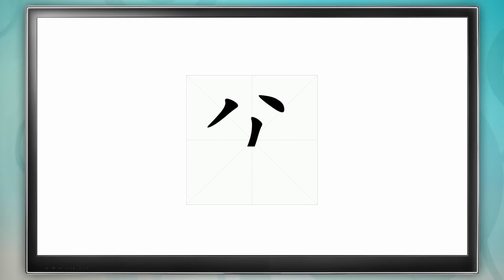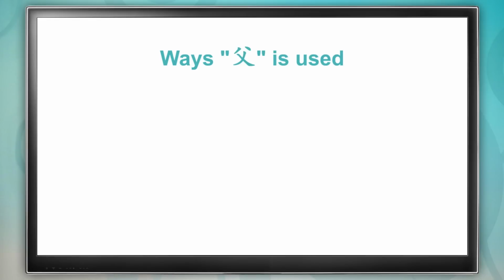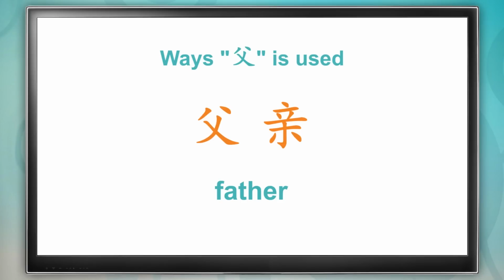This is how Fu is written, stroke by stroke. Now that you've learned the character, let's see how Fu is used in a few compound words. The first one is 父亲. We learned 亲 together in the first character course, and here it is again in 父亲.